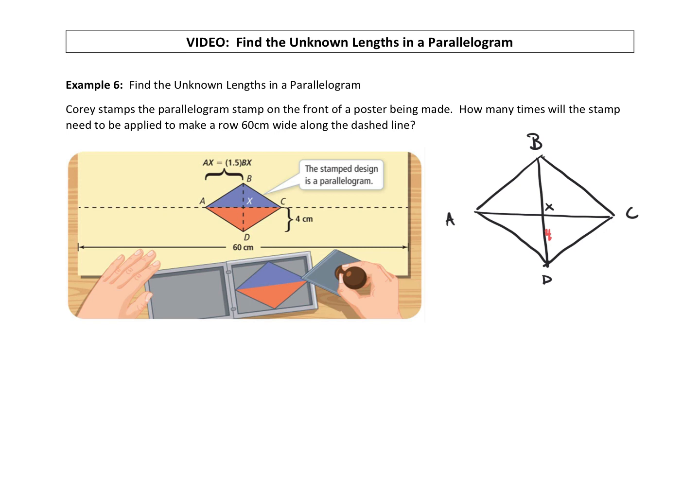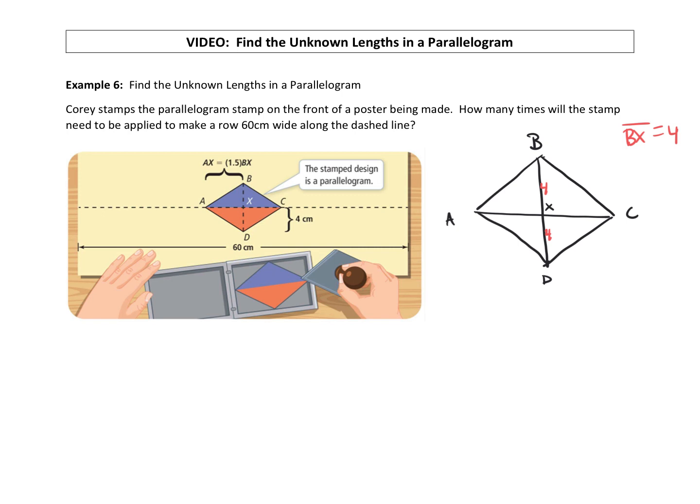Well, because we have diagonals that bisect each other in a parallelogram, if XD is 4 centimeters, that means that XB is also 4 centimeters. All right, so BX is equal to 4. I think we're going to need that in a minute. All right, if we go back to the picture, we can also see that from A to B, that horizontal distance is equal to 1.5 times whatever BX is. Well, we just figured out what BX is.